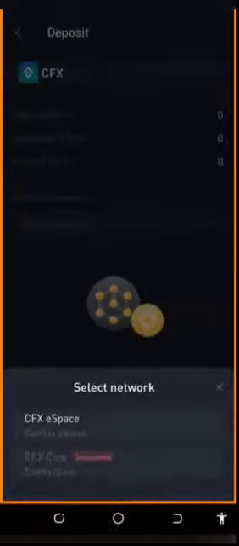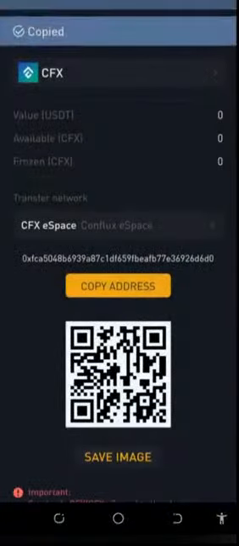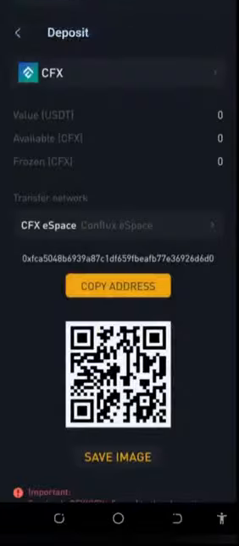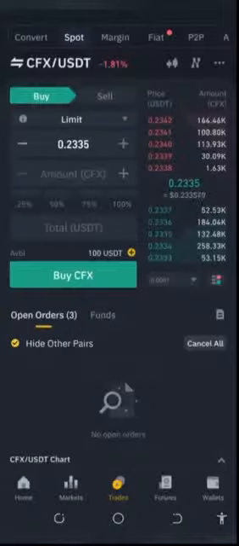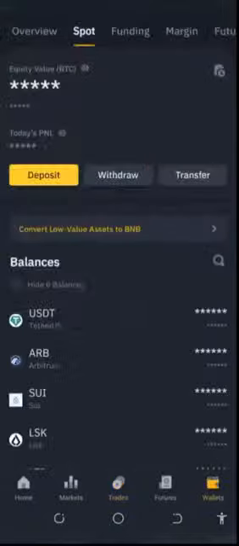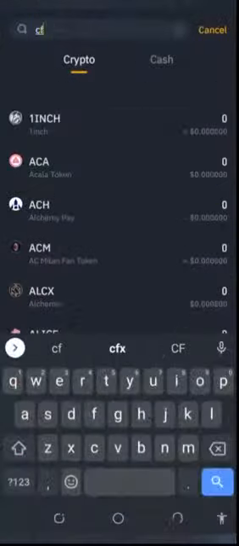Okay, so now let's just check this out. I'm going to do a little test to be sure because I'm not even sure which one. I'm just copying this address, right? But before I copy it, let me go and check. What we saw here was Conflux eSpace, right? Okay, so for us to withdraw this, if we have to withdraw it, let's just look for Conflux, CFX.